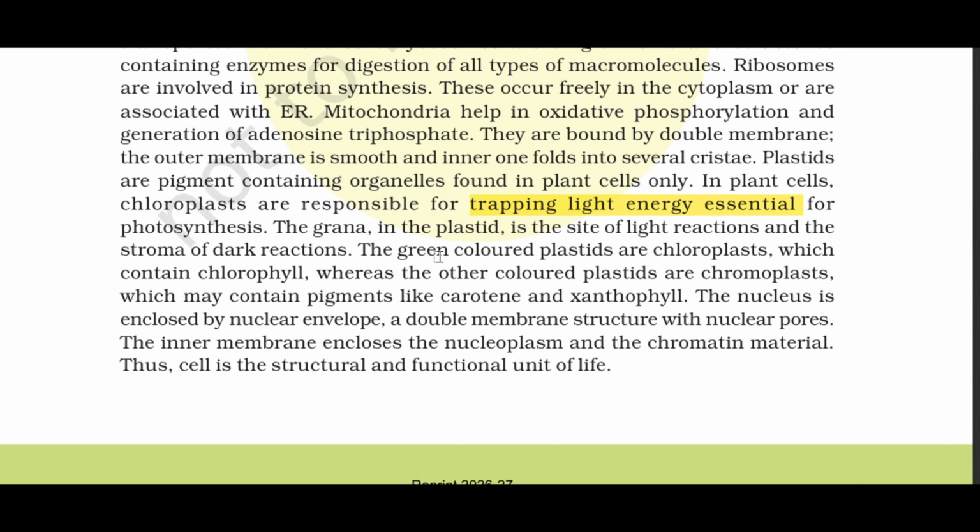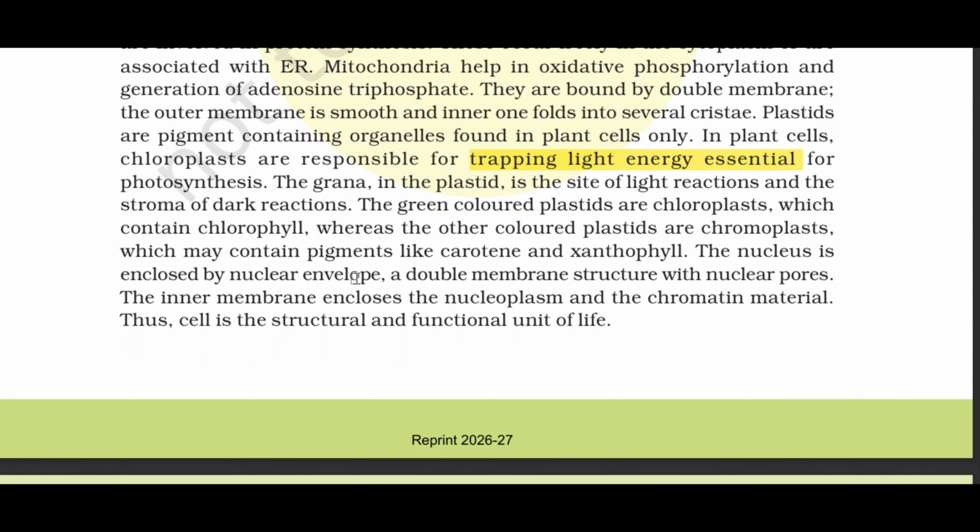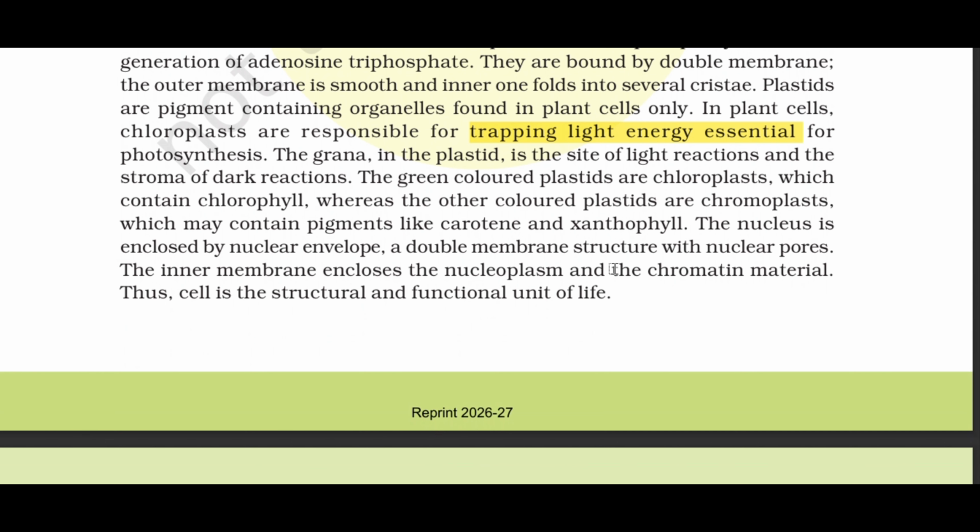The green-colored plastids are chloroplasts, which contain chlorophyll, whereas the other colored plastids are chromoplasts, which may contain pigments like carotene and xanthophyll. The nucleus is enclosed by nuclear envelope, a double membrane structure with nuclear pores. The inner membrane encloses the nucleoplasm and the chromatin material. Thus, cell is the structural and functional unit of life.